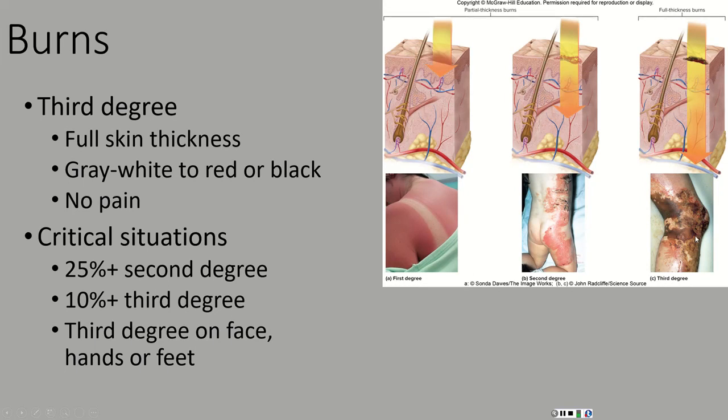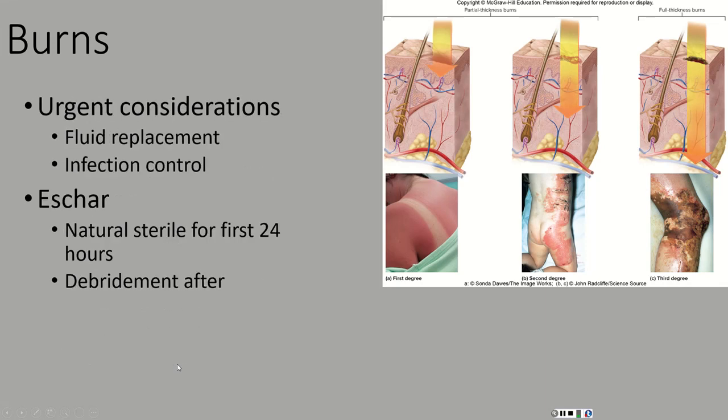Now, when is a burn a critical situation? Well, when 25% or more of the body is covered by a second-degree burn, that's a critical situation. Or when 10% or more of the body is covered by a third-degree burn, that's a critical situation. Any third-degree burn on the face, the hands, or the feet is a critical situation.